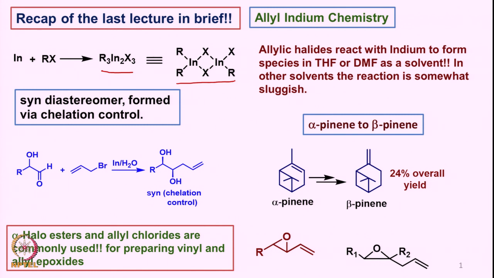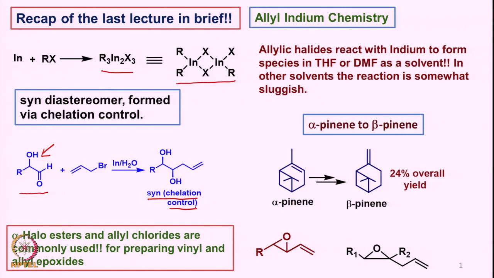However, if we have a chelation control, particularly of this type, when you have a hydroxy group which is present alpha to the carbonyl group, then there is a chelation control, and we saw in the last class that we can get specifically syn product through chelation control.